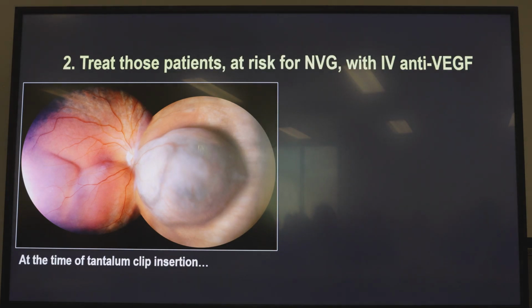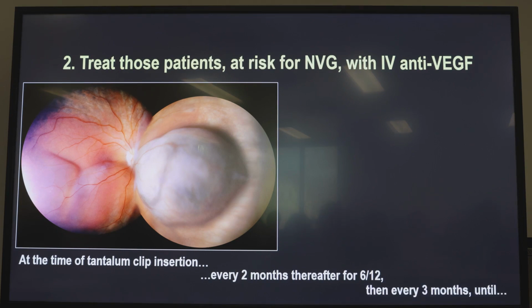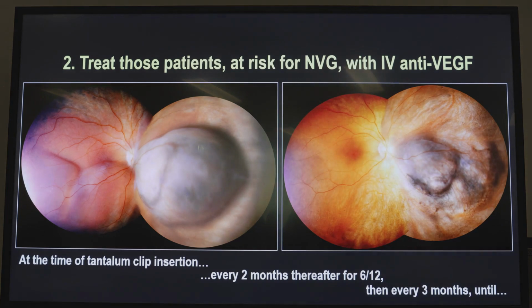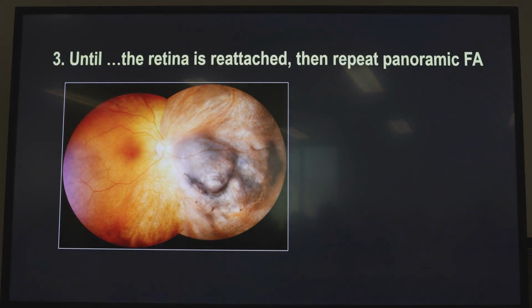Then those patients, we already start anti-VEGFs at the time of tantalum clip insertion. At the end of the surgery, I do another drop of isobetadine, and then I do the injection, not in the tumor, not always temporal inferiorly, usually superiorly, because inferiorly there's a detachment. I repeat it every 2 months thereafter for 6 months, then every 3 months, until the retina is reattached. That might take 1, 2, 3 years.